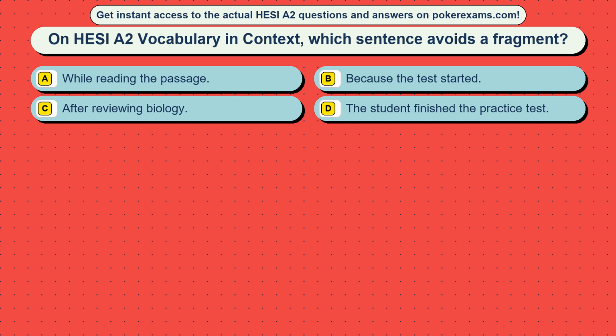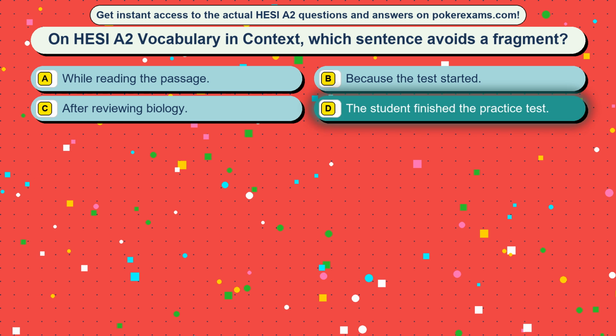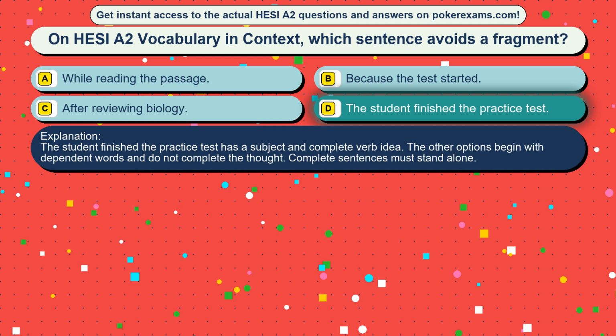Question 44. On HESI A2 vocabulary in context, which sentence avoids a fragment? Option A, while reading the passage. Option B, because the test started. Option C, after reviewing biology. Option D, the student finished the practice test. The correct answer is option D, the student finished the practice test. It has a subject and complete verb idea. The other options begin with dependent words and do not complete the thought. Complete sentences must stand alone.